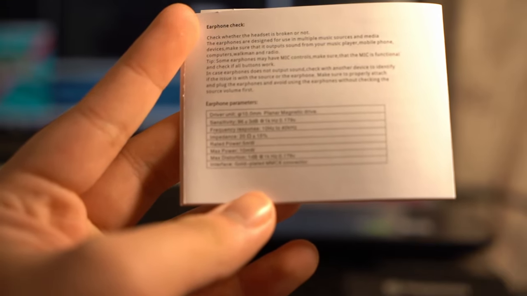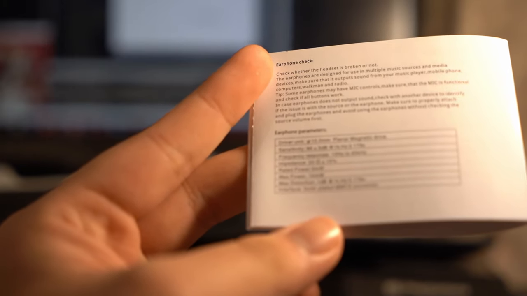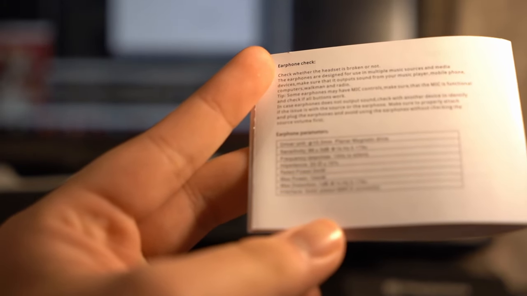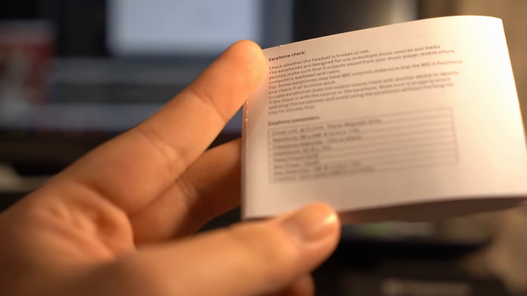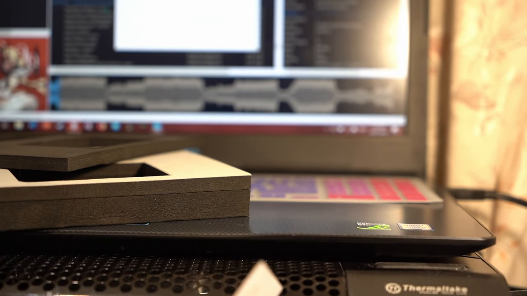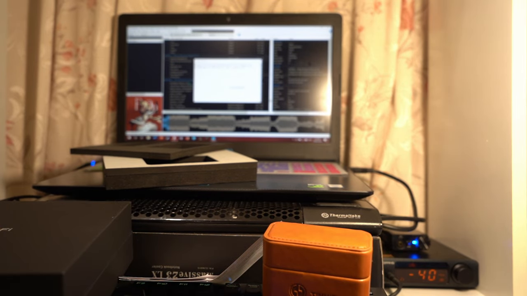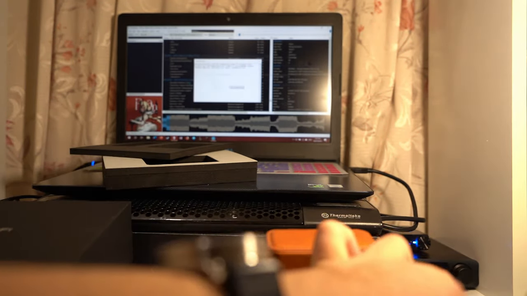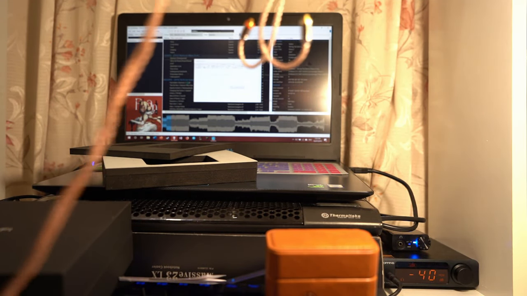Planar magnetic driver. Sensitivity, 96 decibels. That's very low for an IEM. Impedance, 20 ohms, so that's normal. Wow. Okay, so let's clear some of the clutter. Now that's that. Let's try plugging this in for a test drive.